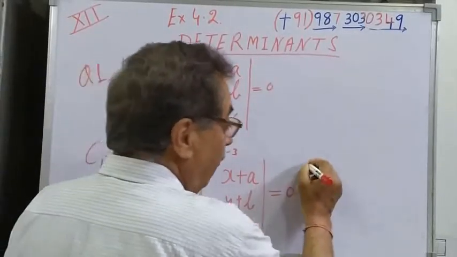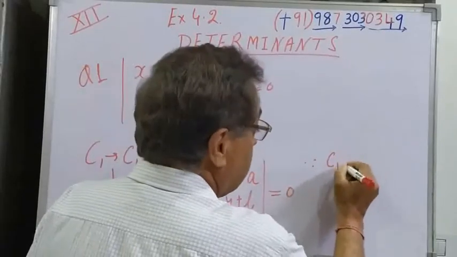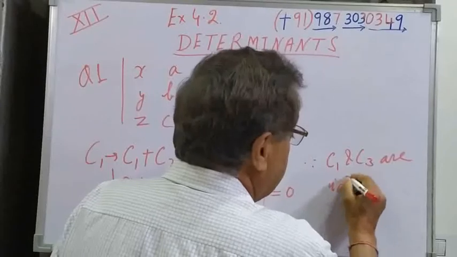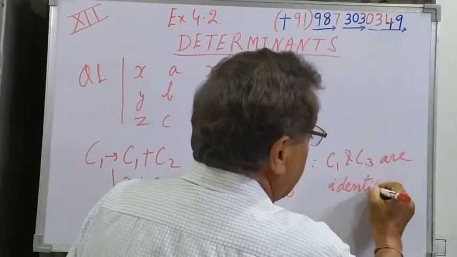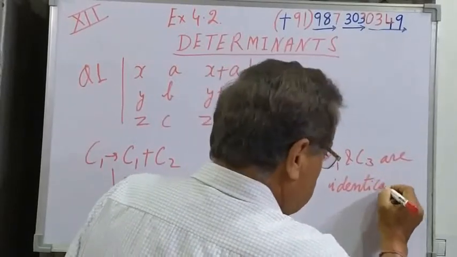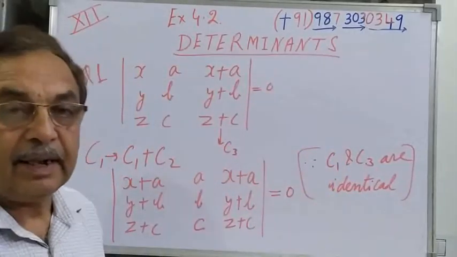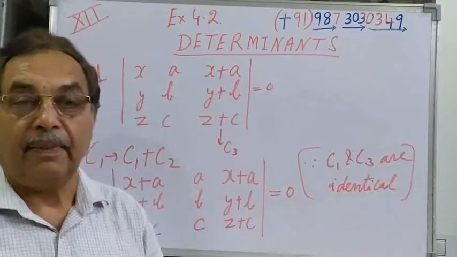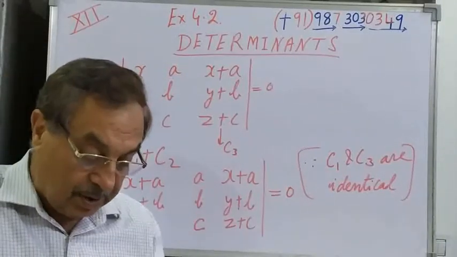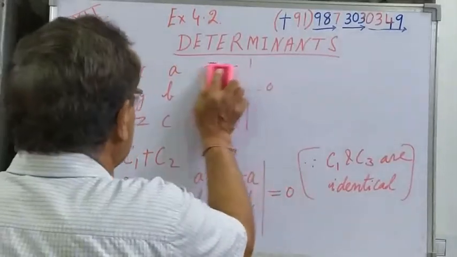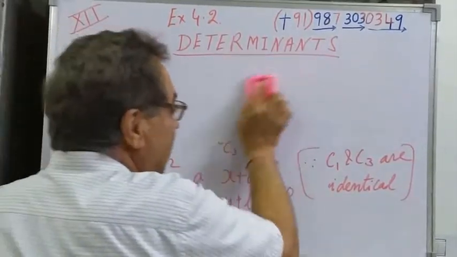So what is the reason for this? Because C1 and C3 are identical. This is one of the properties that whenever two columns or rows are identical, the determinant reduces to 0. Hence, it is proved. Question number first is done. Now let us go to question number second. In question number second, what do we have?